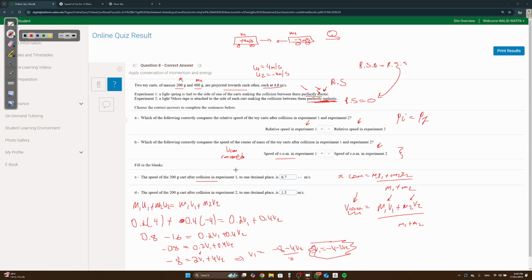And then we know that kinetic energies are conserved in an elastic collision. So K initial is equal to K final. You're going to do half m1v1 squared plus half m2v2 squared initially is equal to half m1v1 squared plus half m2v2 squared finally. This is going to take you too long, okay?